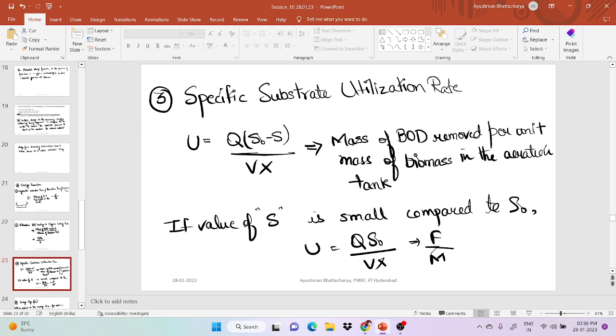Then the specific substrate utilization rate. Basically it means the mass of BOD removed per unit biomass in the aeration tank. If the value of the effluent BOD is lesser than the influent BOD, then it comes out to be Q S0 by Vx, which is equal to the food to mass ratio. The lower the food to mass ratio, the greater will be the removal of BOD.